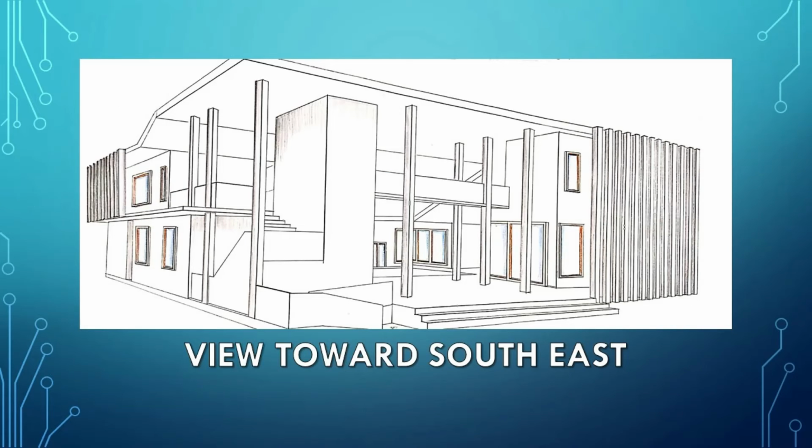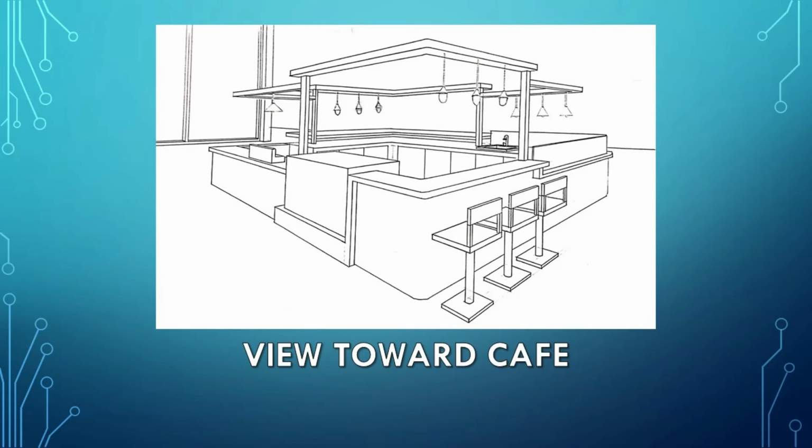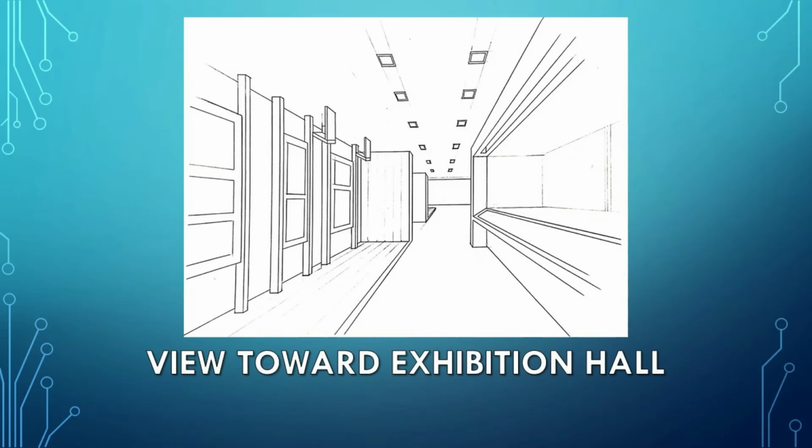This is the view from the southeast, where we can see the lobby. This is the view towards the southwest, where we can see full glass at the space for coral gardening to allow more sunlight into the space. Beside that, we can see the loading area. This is the view toward the cafe, which I made like a kiosk. This is the view toward the exhibition hall. It has space for display and also an aquarium for coral.